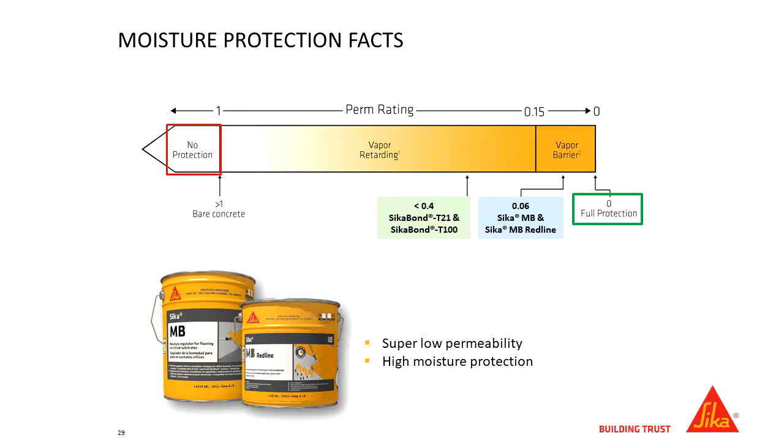So when you talk about moisture protection, like I said earlier, you're talking about retarding the moisture, and you're talking about actually putting down a barrier that prevents the moisture from coming up. And that's what the MB and the MB Redline does. Super low permeability and high moisture protection.